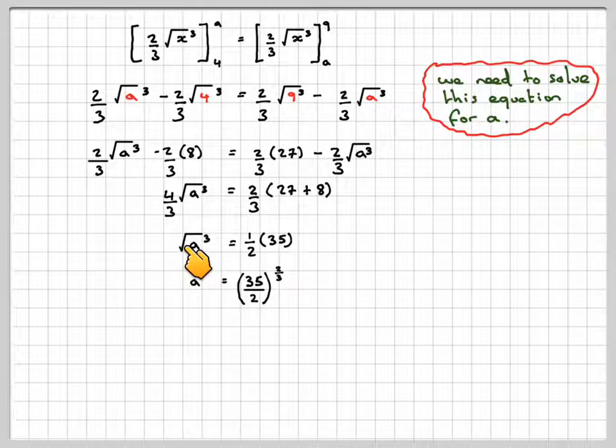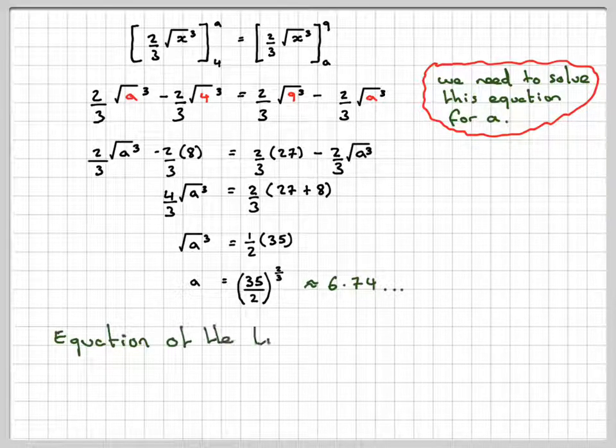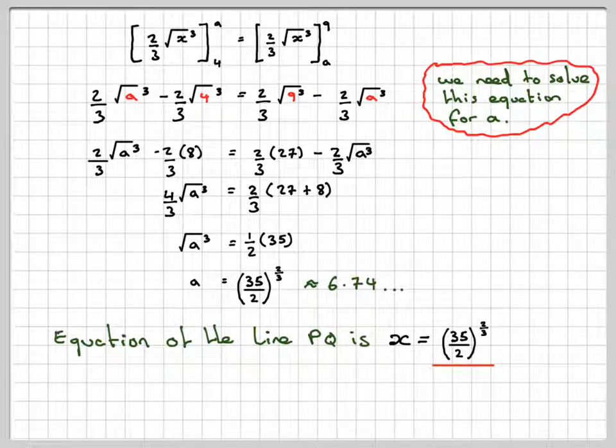The opposite of taking the square root is to square, and the opposite of cubing is to take the power of 1 over 3. So we end up with A equal to 35 over 2 to the power of 2/3, and this means take the cube root and then square it. If you work that out on your calculator, you get approximately 6.74. So we wanted the equation of the line PQ. The equation of the line will be x is equal to 35 over 2 to the power of 2 over 3, which we know to be 6.74.